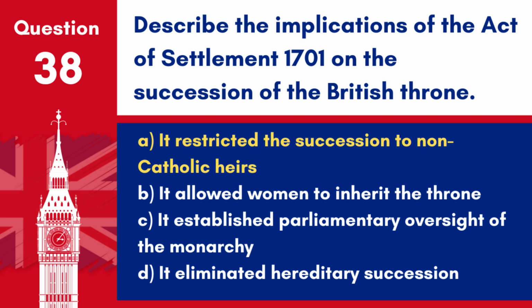Answer: A. It restricted the succession to non-Catholic heirs. The Act of Settlement 1701 was significant because it stipulated that no Catholic or anyone married to a Catholic could inherit the British throne, which influenced the succession for centuries.